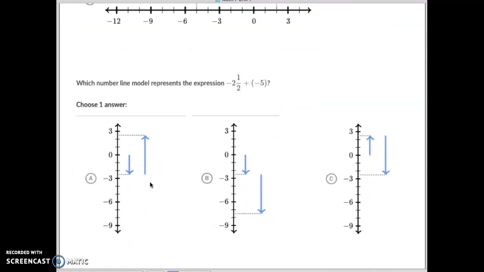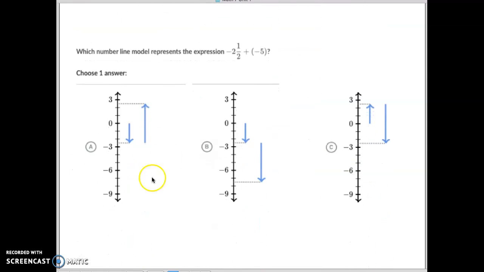Moving on. Our next one right here. Which of these three represented -2.5 plus -5? So again, -2.5. When we're going up and down, negatives mean go down. Positives mean go up. So which one is going down 2.5? Well, this one is going down 2.5, and that's the closest to it.